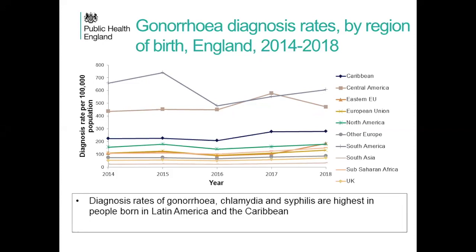But the good thing about this is that while we previously presented the total number of diagnoses, this graph here shows the underlying population of each of these subgroups. And we've never included that before, and that really emphasizes the disproportion of STI rates amongst various populations.